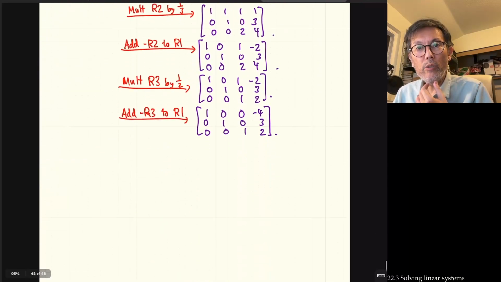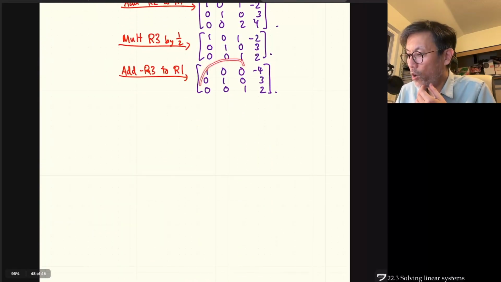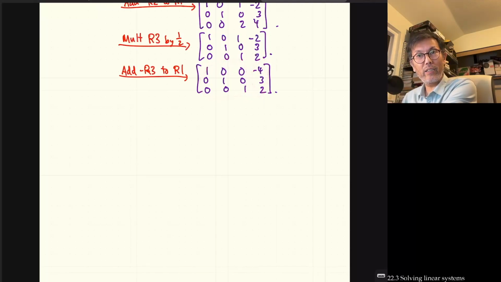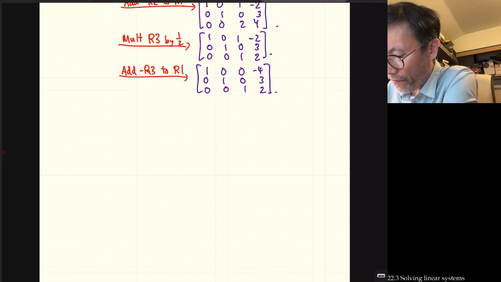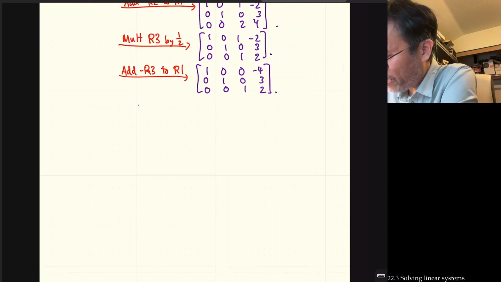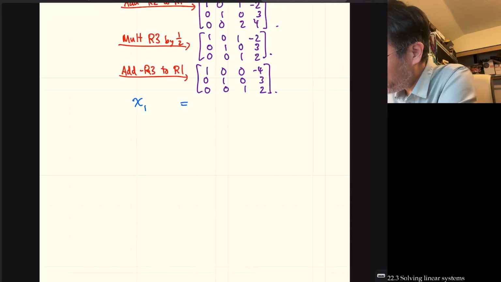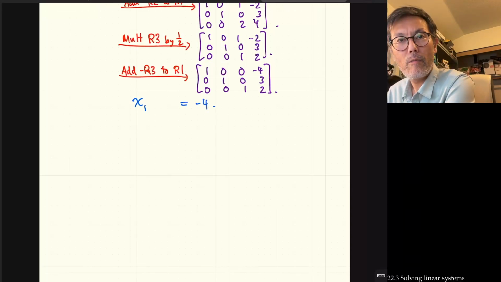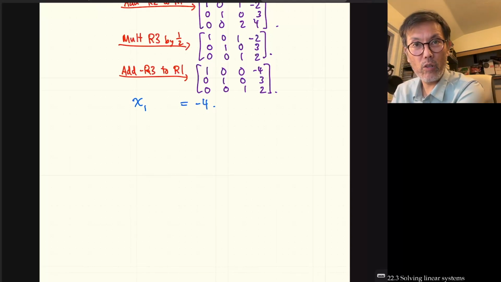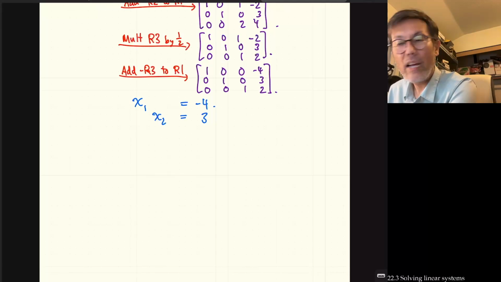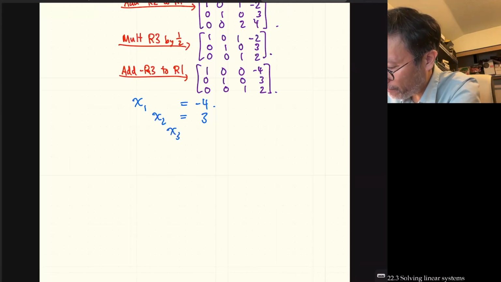Okay, so I'm going to do the same thing. I'm going to track the coefficients with the first 3 columns and track what the right-hand side is with the last column. And if I do that, what I get is that x1 plus 0x2 plus 0x3, so just x1, is equal to -4. That's the first equation from the first row. The second row is telling me x2 is equal to 3. And the last row is telling me x3 is equal to 2.